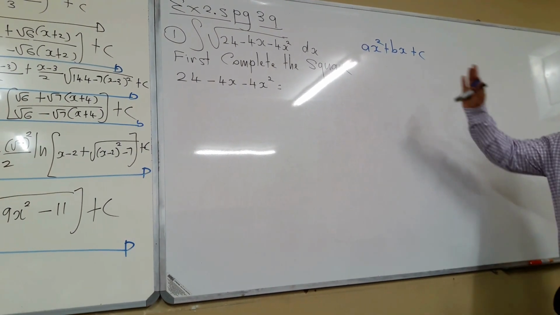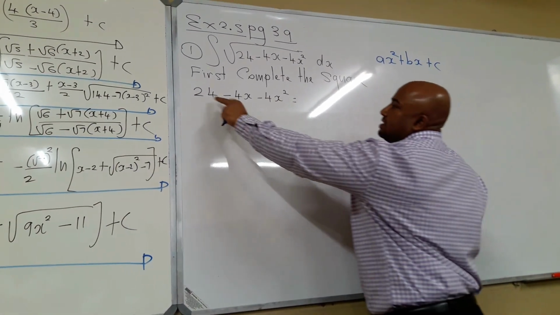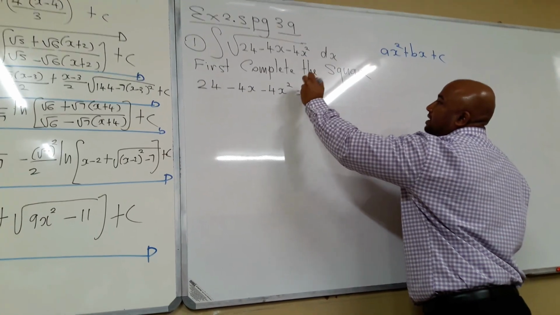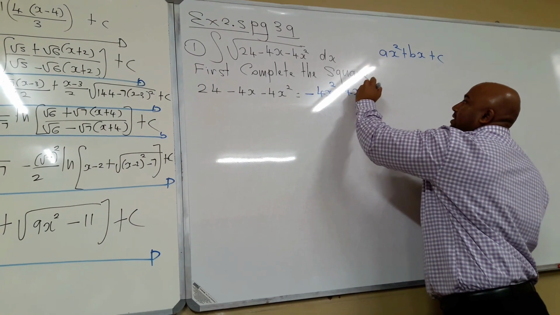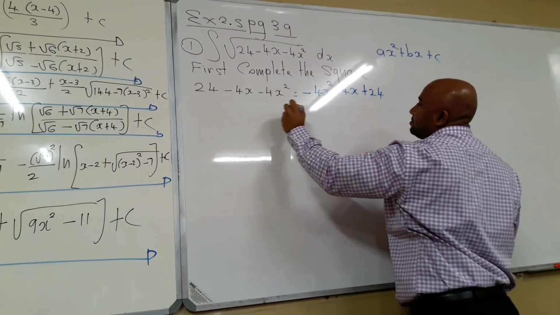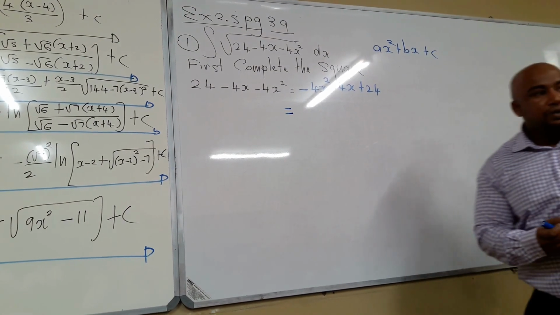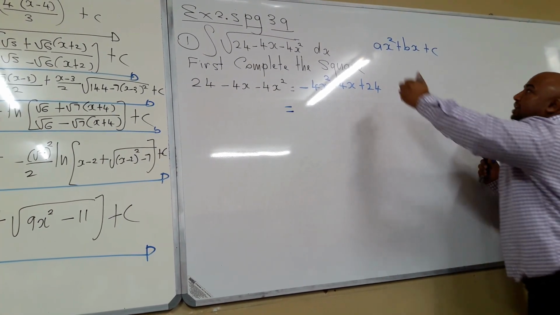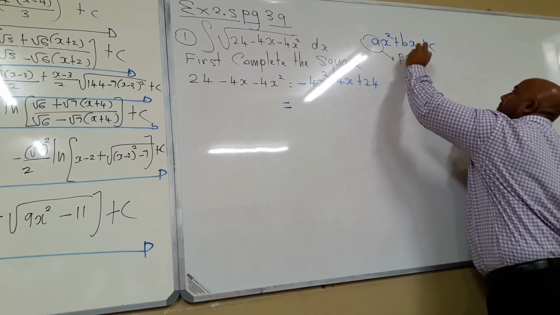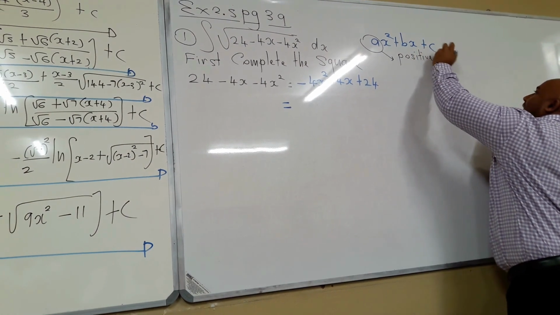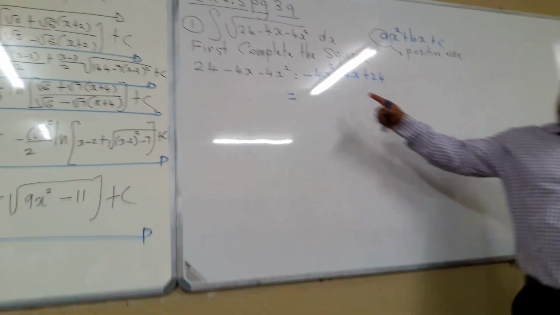Let's rewrite it in the form ax squared plus bx plus c first. So here it's rearranged. All we do is write down minus 4x squared minus 4x plus 24. Now, what is the first step when we're completing the square? We need to make the coefficient of x squared a positive 1.